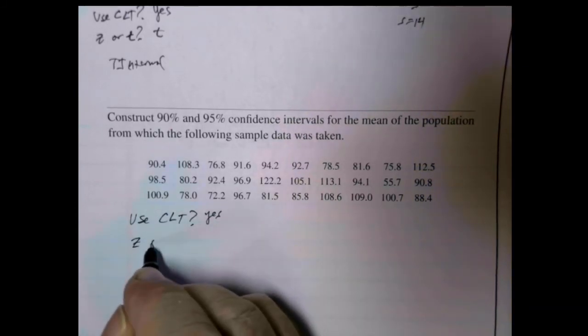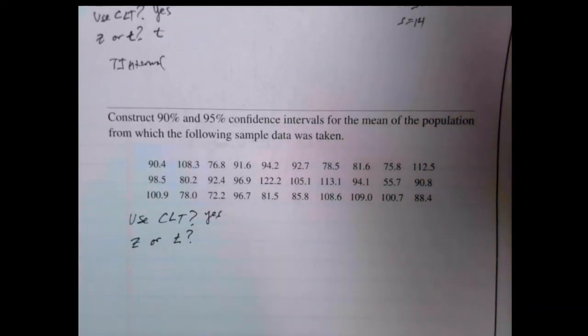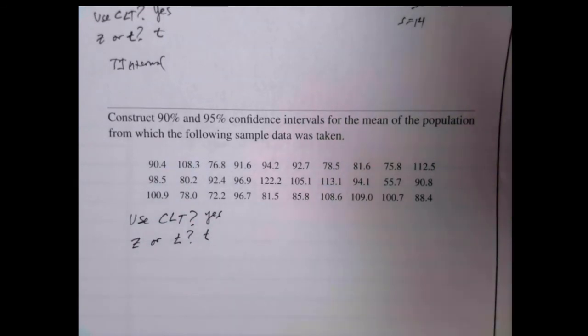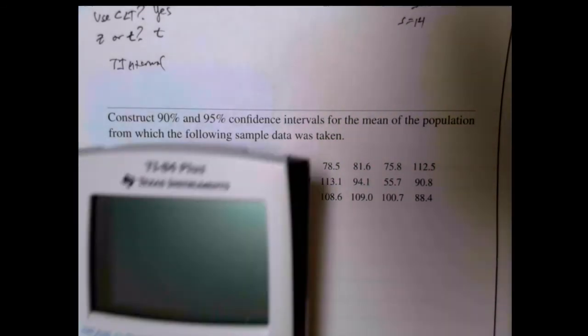And now the next question is, is it Z or T? Well, you can only use Z if you know the population standard deviation. And nothing in this problem says anything about the population standard deviation. So we're going to use T. This is going to be a T interval with data.